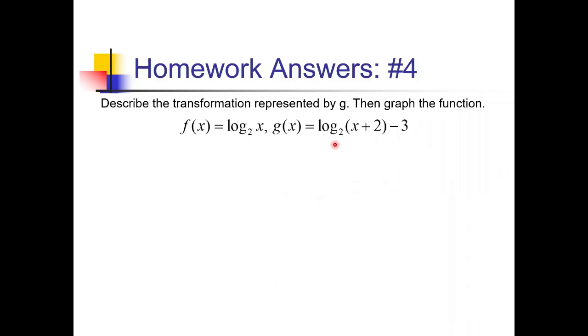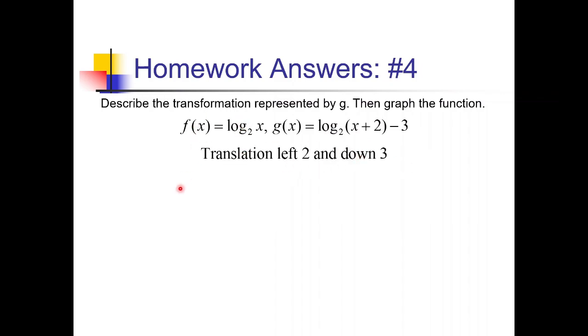To graph this log function, I'm going to first get the parent table for the inverse of the original function. So I'm going to do a parent table for 2 to the x. Before I do that, though, what am I actually doing for transformations? This plus 2 in here, I'm translating left 2 because of that. The minus 3 out here makes me go down 3. So left 2, down 3.